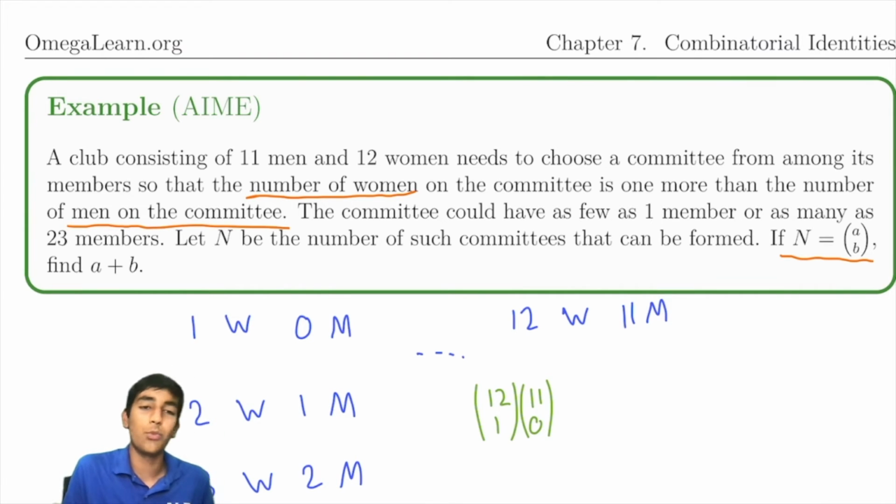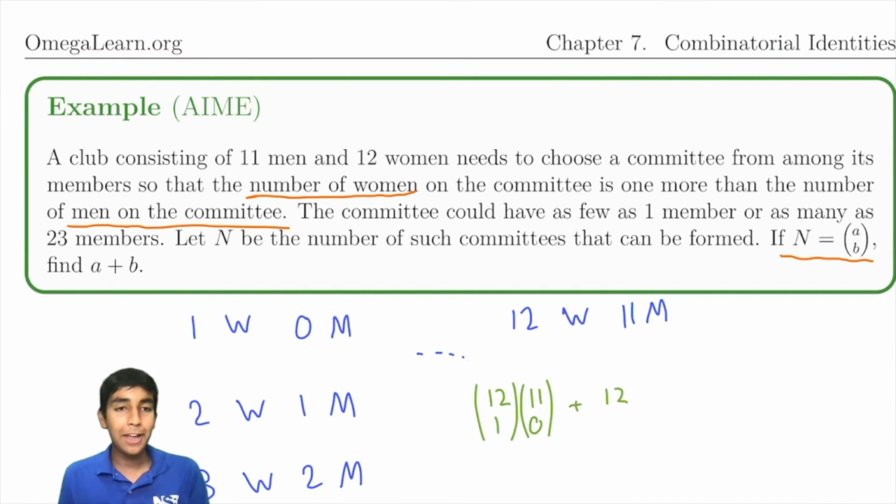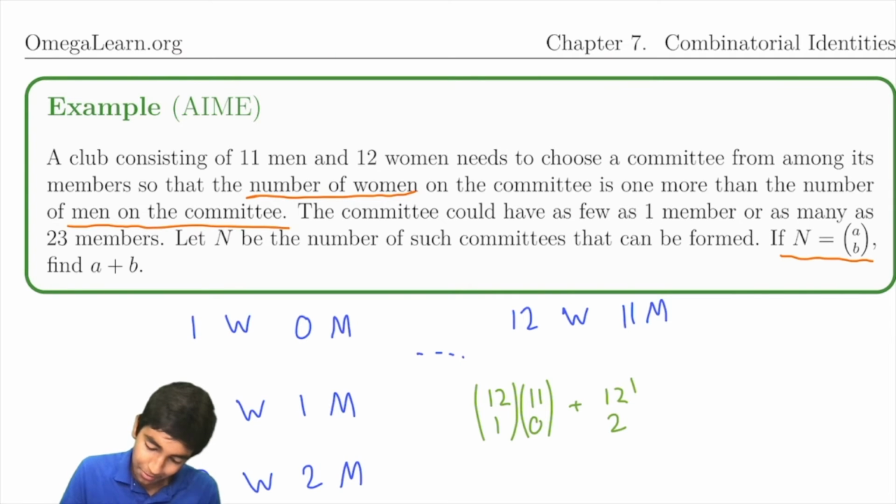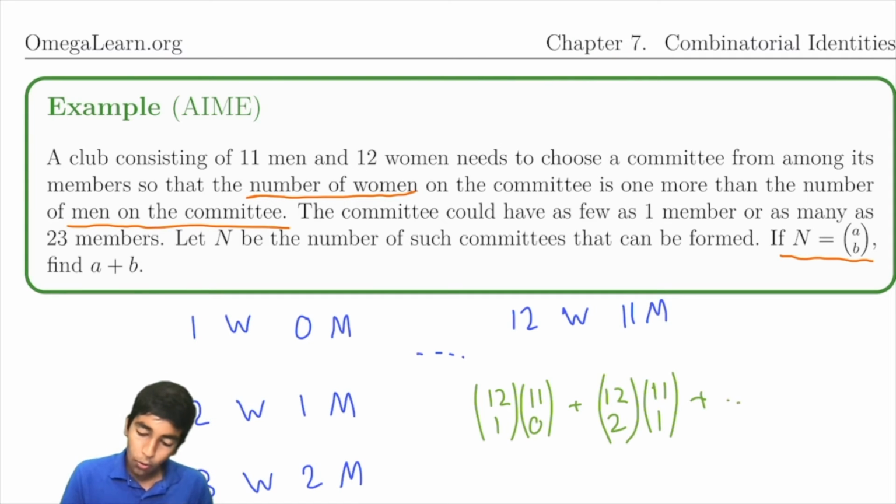11 choose 0 or just 1, right? Next off, we have 12 total women, and from there, we must choose 2 of them for the committee this time. So 12 choose 2. And this time, it's 11 choose 1. And so on, all the way until 12 choose 12. There's 12 women, we select 12 of them, times 11 choose 11.